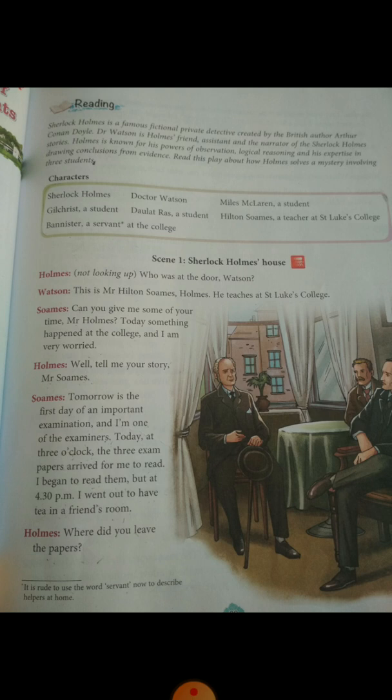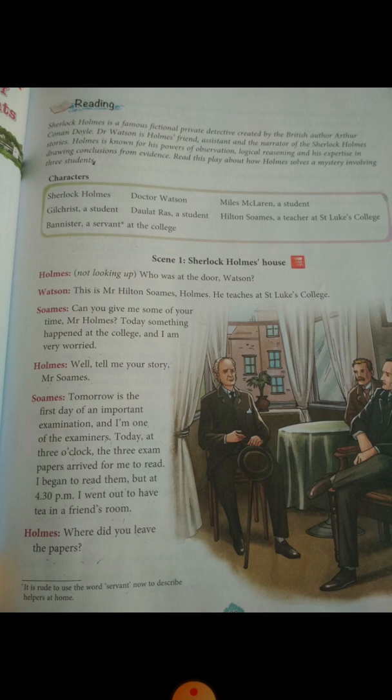There are 3 scenes in this story. The first one is Sherlock Holmes' house, the second one is Soames' room in St. Luke's College, and the third one is Soames' room. So these are the 3 scenes. Now I am going to explain how the story begins. There is a professor named Hilton Soames, a teacher at St. Luke's College. They are going to conduct an examination, and something happened a day before the examination.